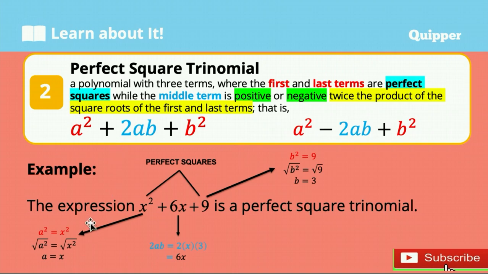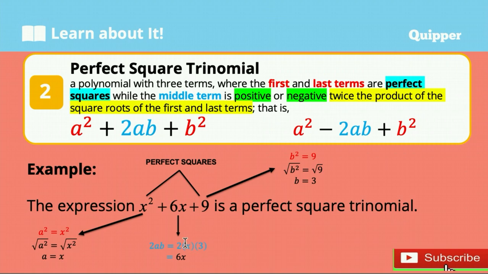For example, the expression x squared plus 6x plus 9 is a perfect square trinomial because the first and the last terms are both perfect squares. And the second term, or the middle term, is twice the product of the square roots of the first term and the last term.